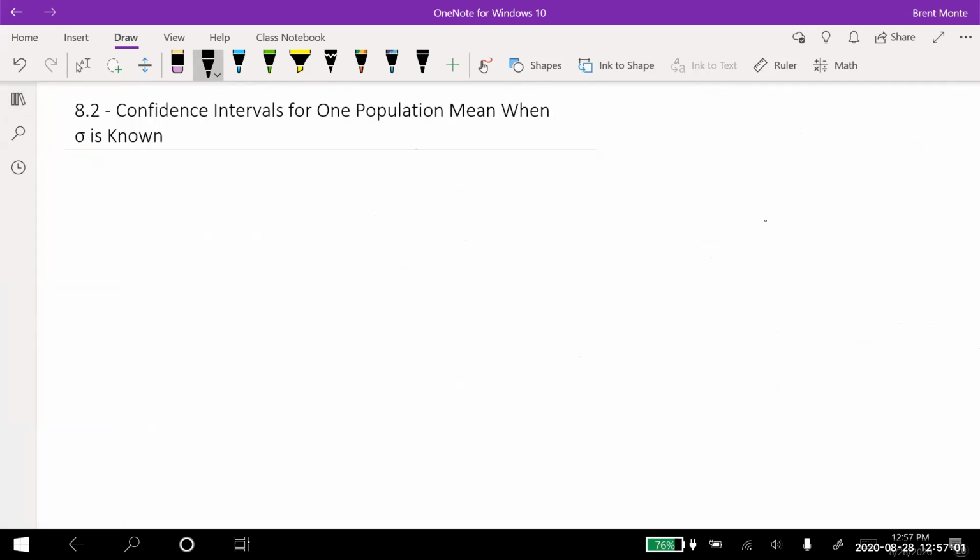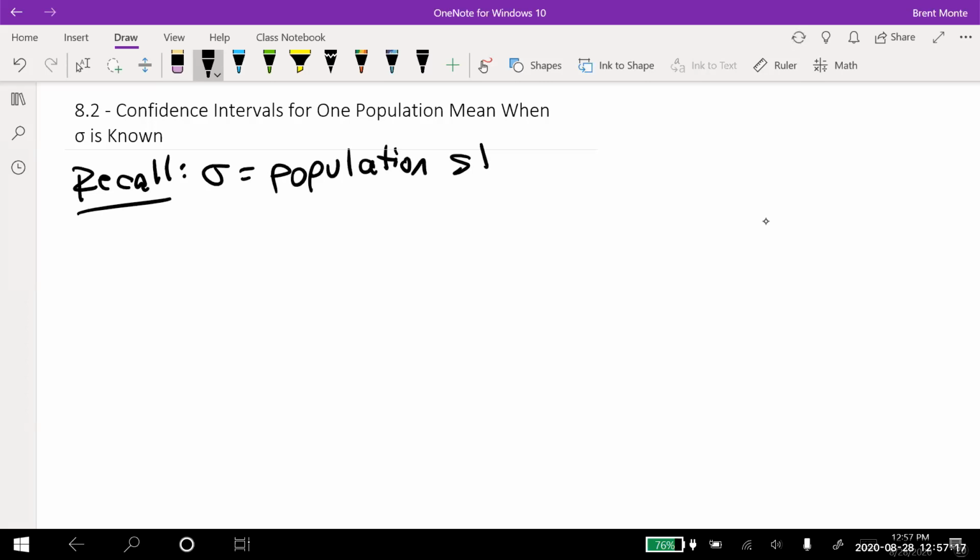All right, 8.2, confidence intervals for one population mean when sigma is known. What is sigma? Recall, sigma equals the population standard deviation. So we're assuming in the problems in this section that we know what the population standard deviation is.